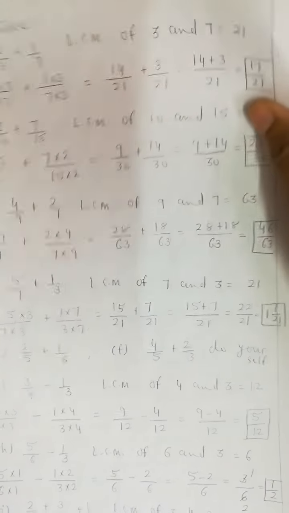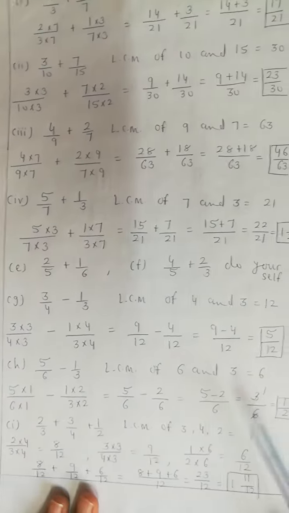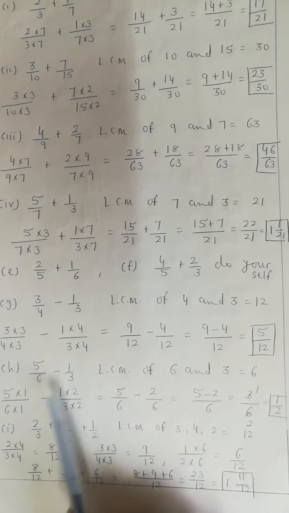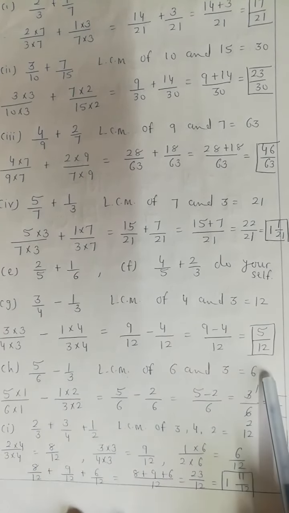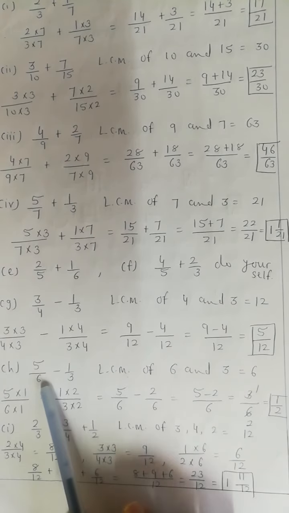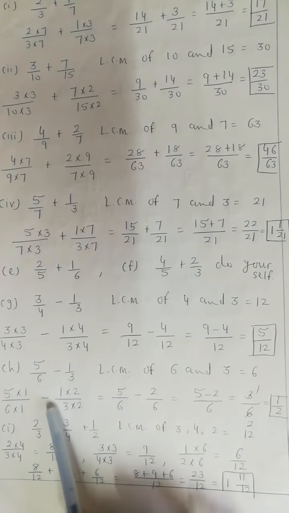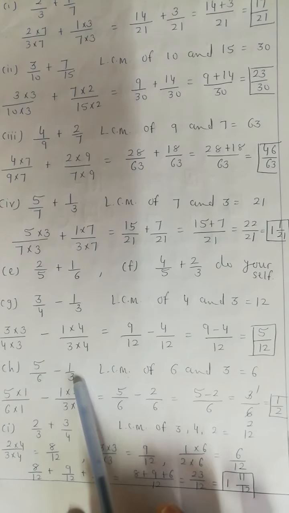Now H, 5 upon 6 minus 1 upon 3. Here the LCM of 6 and 3 will be 6. Here there is already given 6. Therefore multiply by 1. 5 ones are, 6 ones are. Minus, here there is 3. To get 6 we have to multiply by 2.